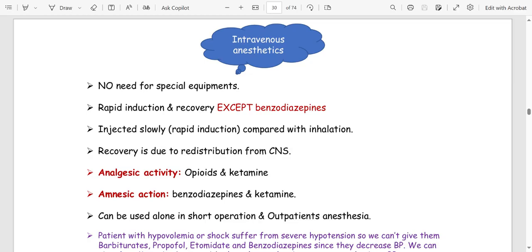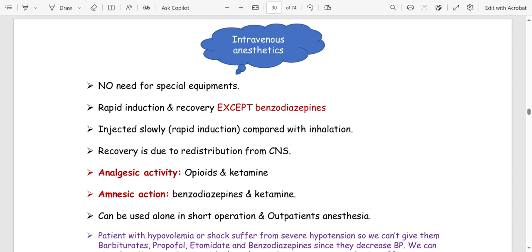Recovery is due to redistribution from the central nervous system. What happens is that when you've injected these drugs in blood, they'll go to the central nervous system. Now, from the central nervous system, the drug is going to be redistributed to the entire body, and that is what will cause the recovery.